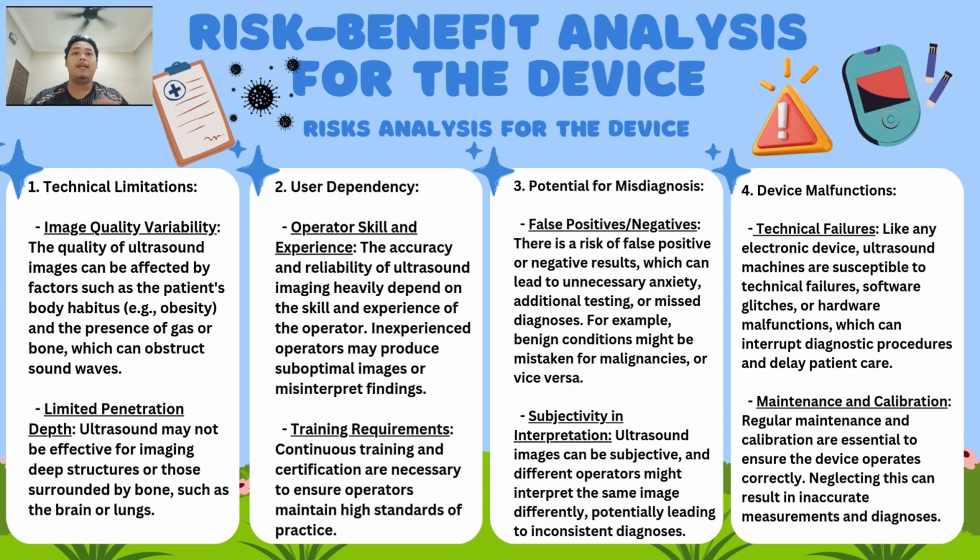The second one is limited penetration depth. Ultrasound may not be effective for imaging deep structures or those surrounded by bones, such as the brain or lung. The second risk is user dependency. Operator skill and experience: the accuracy and reliability of ultrasound imaging heavily depend on the skill and experience of the operator. An inexperienced operator may produce suboptimal images or misinterpret findings.